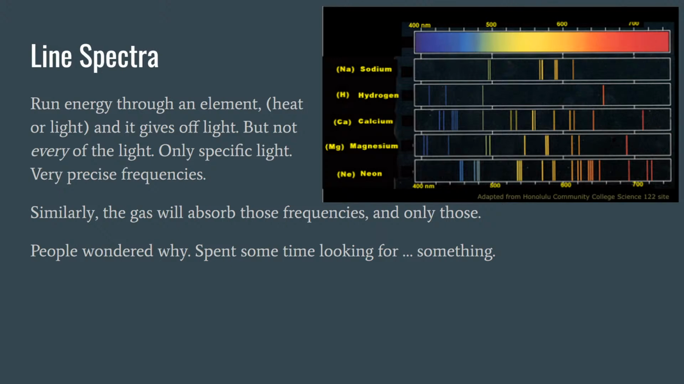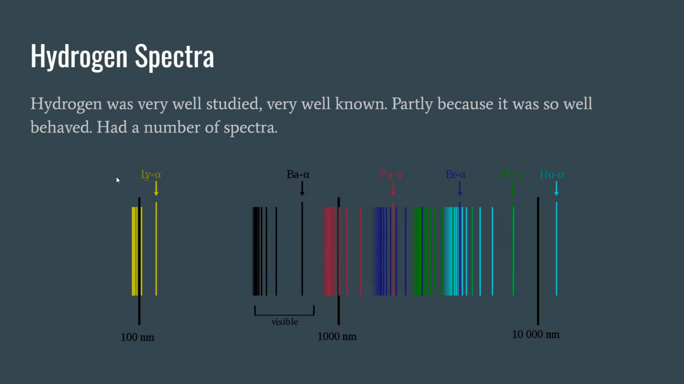And people wondered why the elements do this. Why only those specific frequencies? So they spent some time looking around for these things. And what they found was eventually math. So hydrogen is a very, very well-behaved kind of gas. Remember, the lightest element out there.